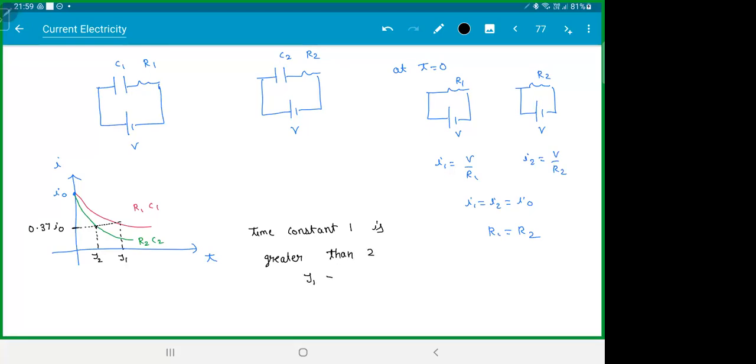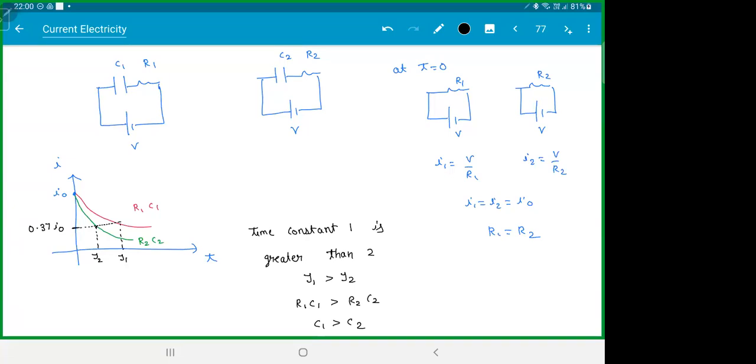So tau 1 is greater than tau 2. What is time constant? R1 C1 is greater than R2 C2. But you said R1 is equal to R2, so C1 should be greater than C2, no? Please check. If the resistance is constant, whoever has more capacitance will have more time constant, meaning it will take more time to decay.